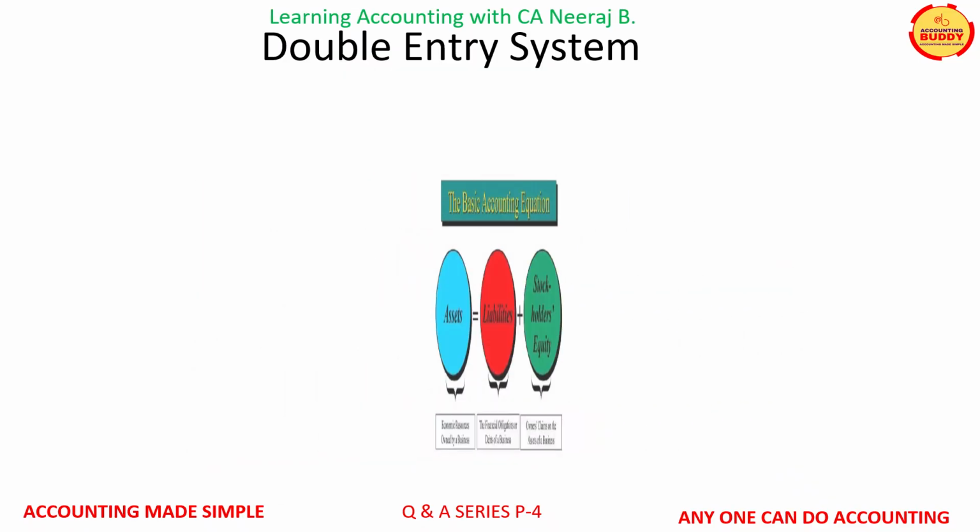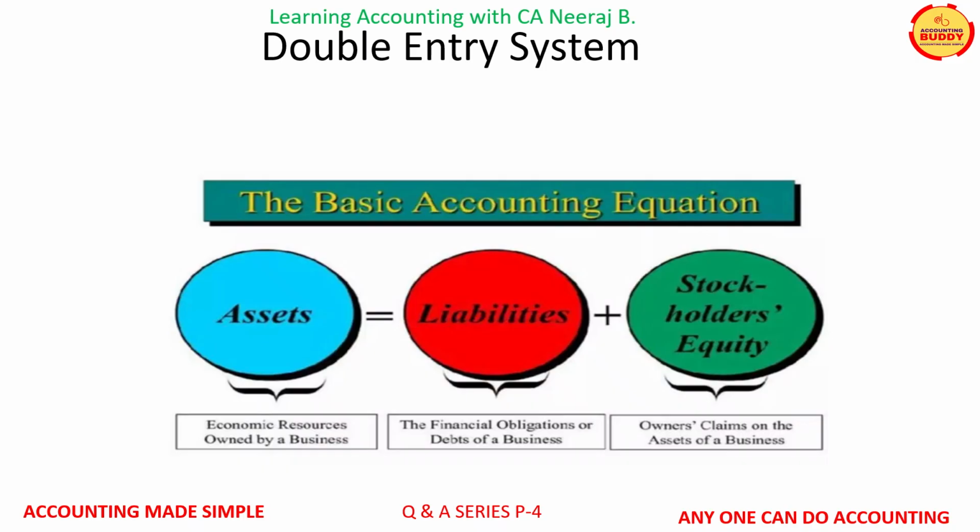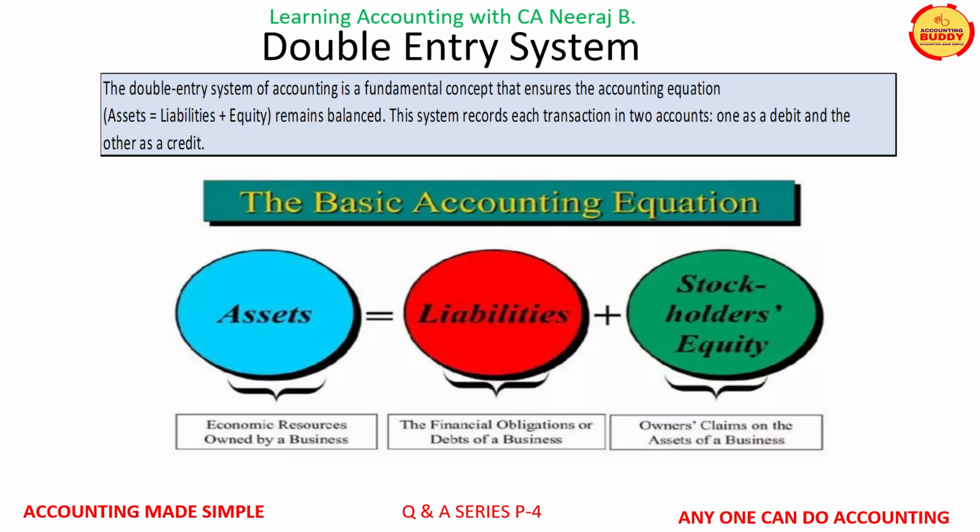Now let us understand the concept of the double entry system. All businesses follow the double entry system of accounting. As the name indicates, each accounting transaction will always be entered into two accounts, one debit and one credit, with the same monetary value. In order to ensure arithmetical accuracy and accounting controls, the double entry system of accounting always ensures that the left hand side and the right hand side of the accounting equation are always equal. That is, assets are equal to liabilities plus equity. At this stage, just remember this equation.